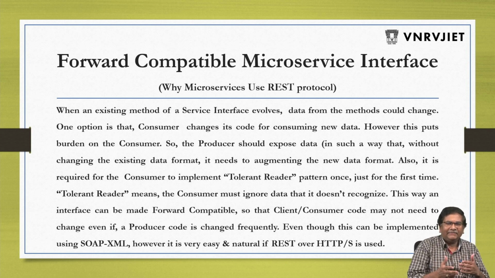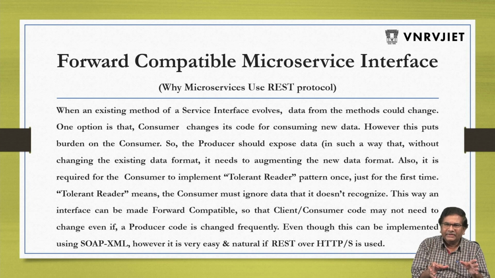This way an interface can be made forward compatible, so that the client consumer code may not need to change even if the producer code changes frequently. So this is how we can fix one set of problems. There are several other problems. This is one problem. The gist of this talk is about this forward compatibility.